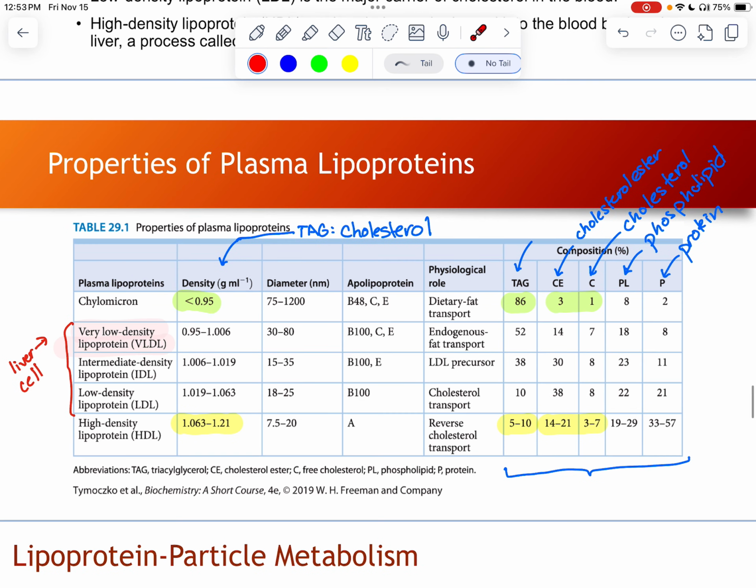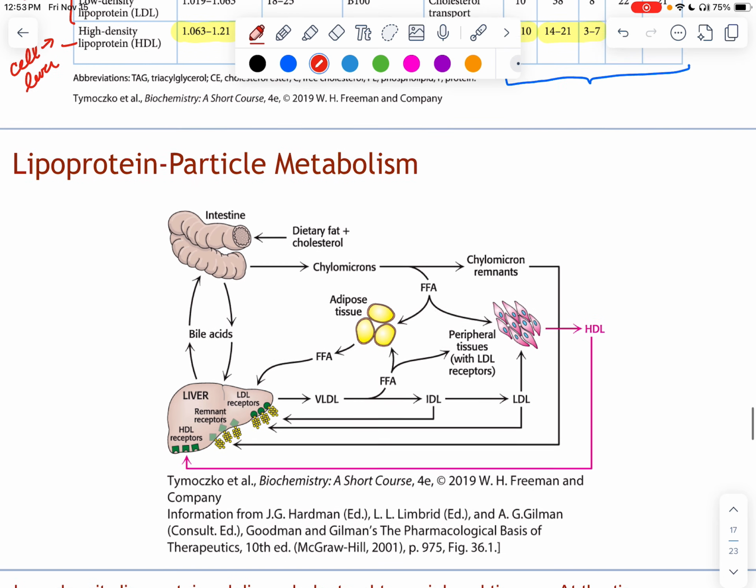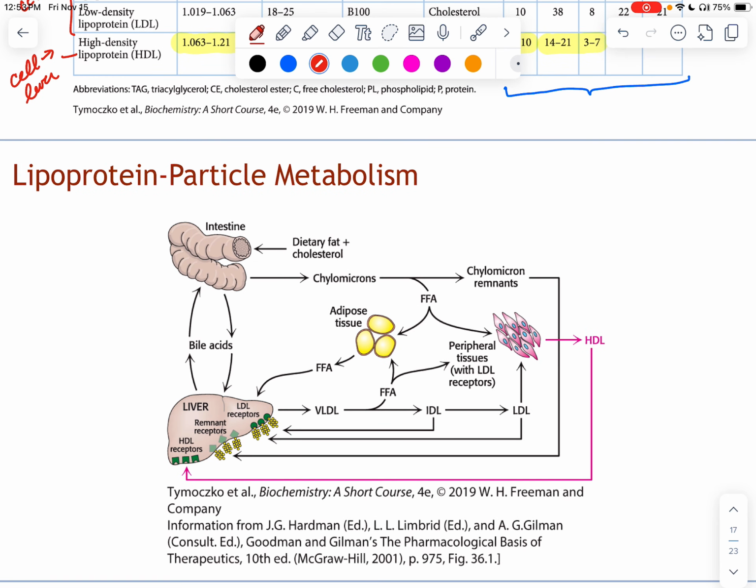So just to put this in here too, this high density lipoprotein was bringing the cholesterol back from the cell to the liver. So let's look at kind of a cartoon of this process. So bottom left right here, we have your liver.